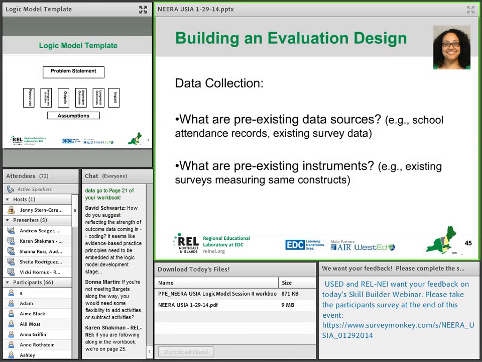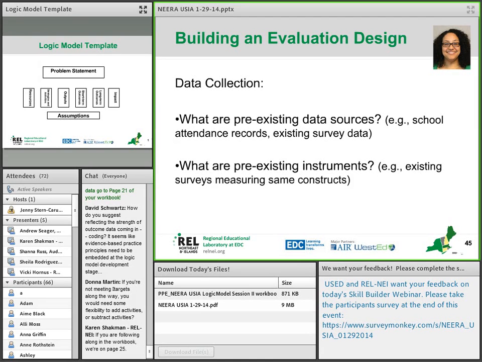Now that you've considered your purpose, your audience, capacity, and priorities, it's time to start thinking about your sources of data. And data collection is just as important, and you need to start thinking about your data collection needs and your capacity. So these are some questions to ask yourself, thinking about what you currently have readily available, any pre-existing data that you have access to.